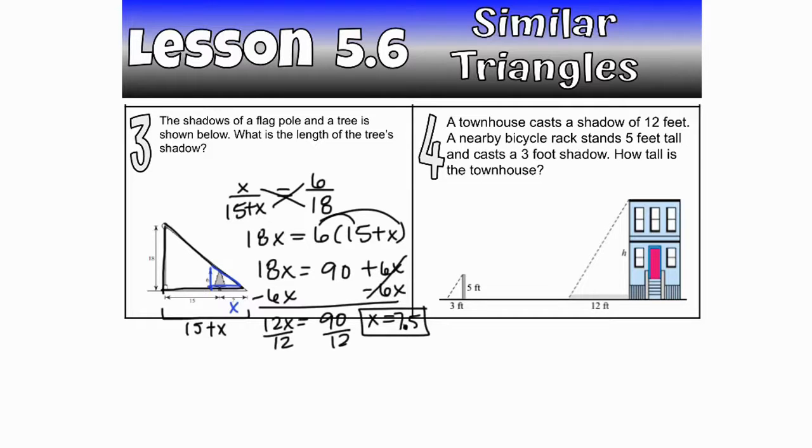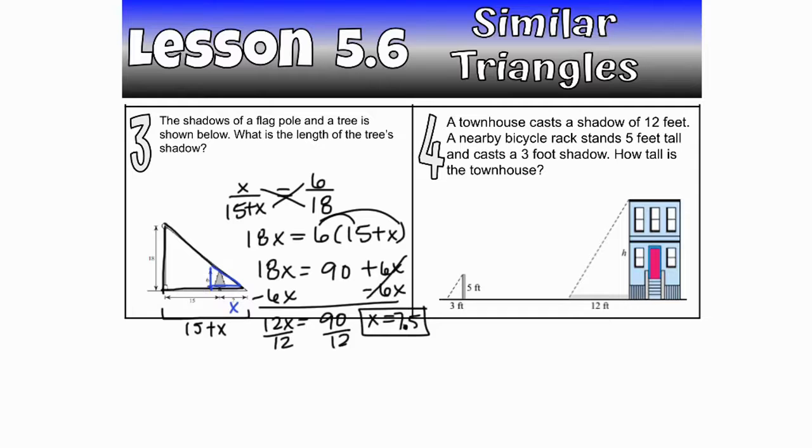Okay, and then here we have a townhouse that casts a shadow. Again, a perfect example of an application of these similar triangles. That's 12 feet. A nearby bicycle rack is 5 feet tall. It's a tall bicycle rack. And it casts a 3-foot shadow. So we know that the shadows should be shorter, so our height needs to be bigger than 12. If we get something else other than that, then we know that we've done something wrong. So it's kind of another built-in check there.